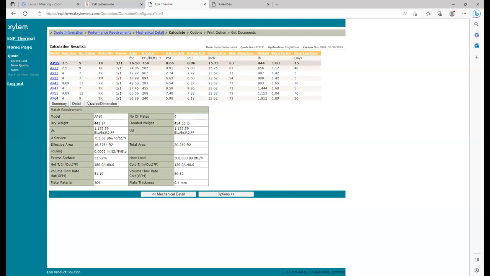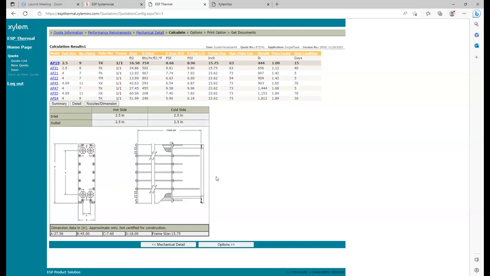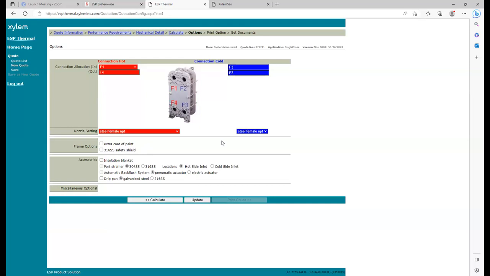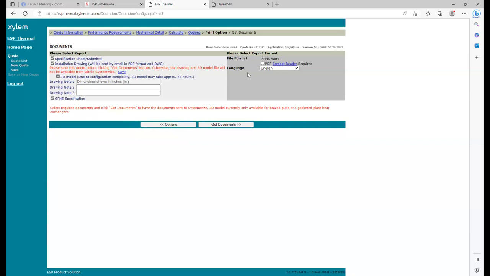But what you have here is you're selecting to get your summary, your details, some dimensions. That's just the start of it, just so you can select the right one. From there, you could put on any of your accessory items, whether you want to put on an insulation blanket, or special material types or connection types for your unit. Without getting too far into this, ultimately you would then be able to get a 3D model of the unit. You could get maybe some PDF drawings of the unit.